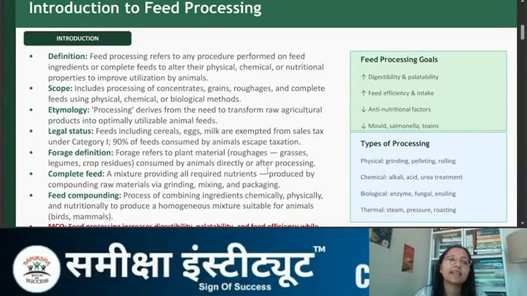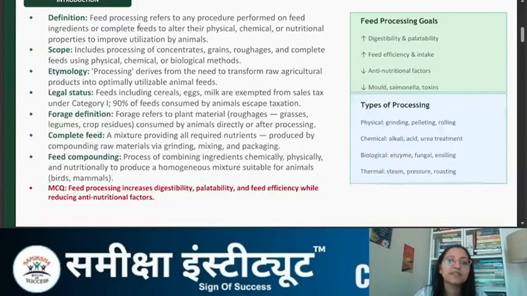So beginning our class on feed processing. Feed processing is basically any procedure which will change the physico-chemical properties of the feedstuff and improve the feed nutrient quality and the availability of nutrients. So it is any procedure performed on the feed ingredients or complete feeds to alter their physical, chemical and nutritional properties to improve their utilization by the animals. It includes processing of concentrates, grain, roughages, complete feeds using physical, chemical and even biological methods.